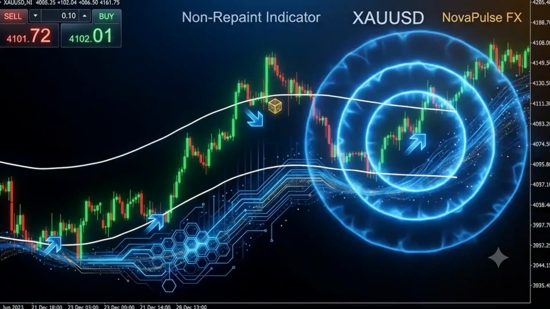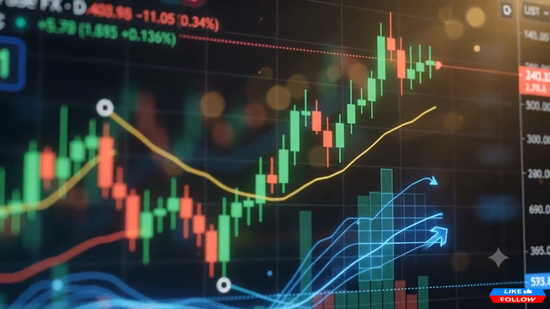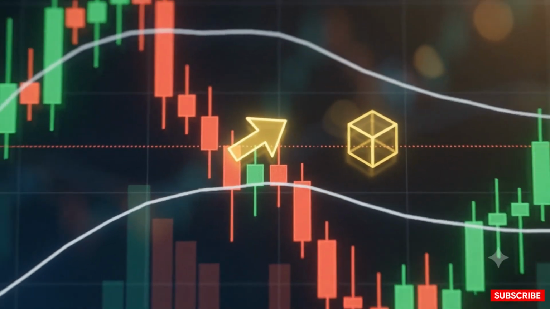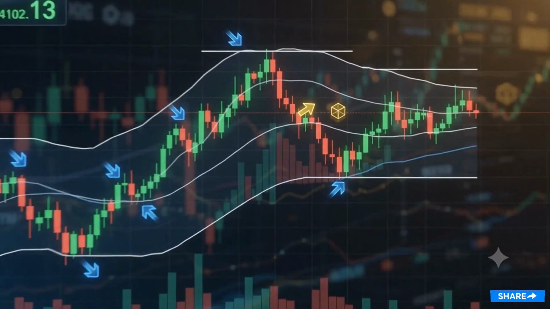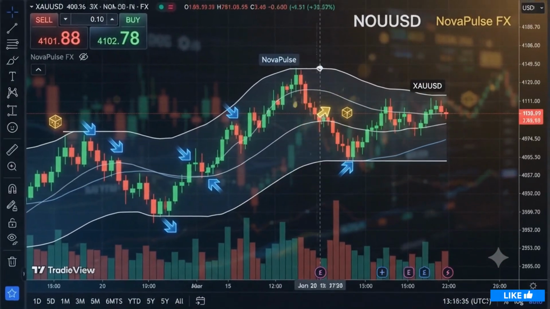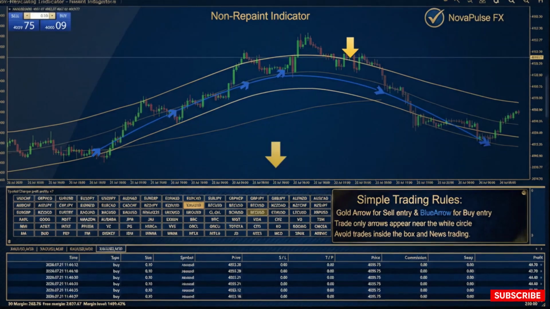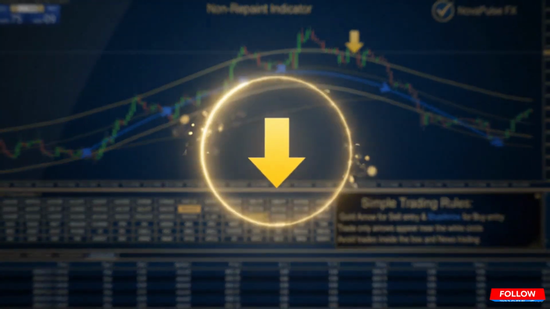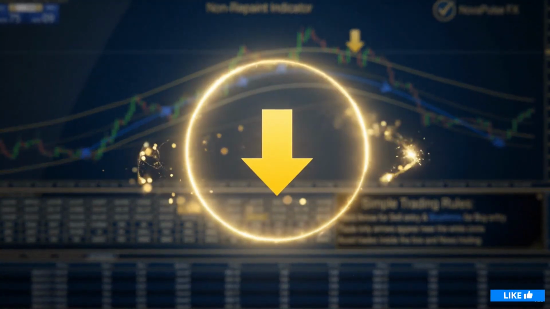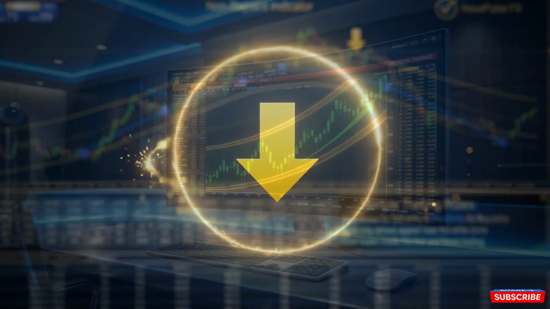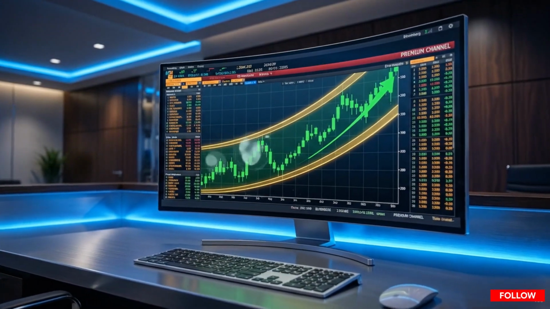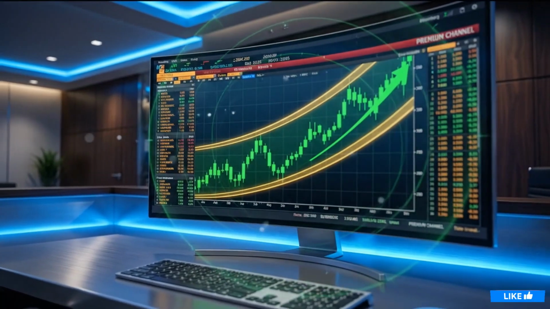Stop scrolling. Most traders don't lose because they can't read charts. They lose because they enter too early. Every day, I see traders chasing candles, buying because price is moving, or selling because they're afraid of missing out. But today, I'm going to show you why I simply wait.